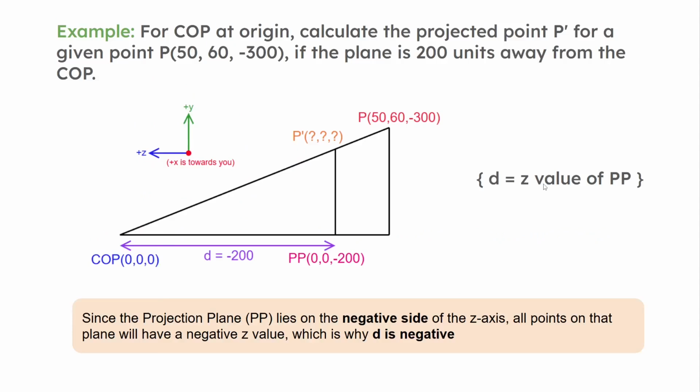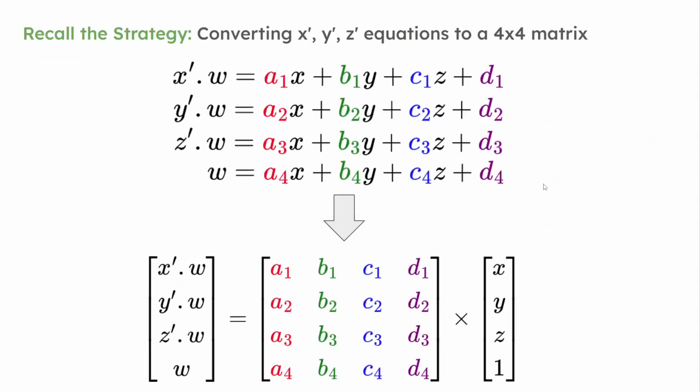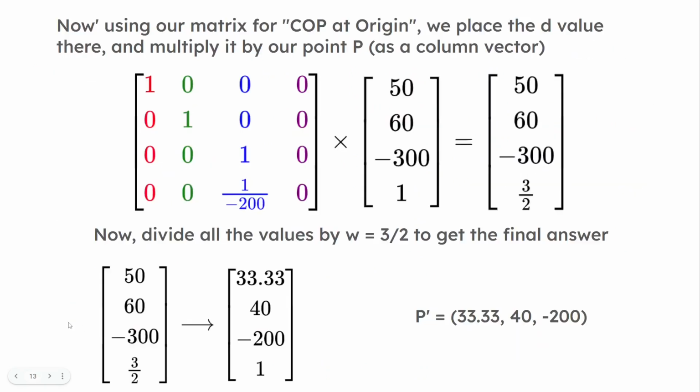So from our matrix system, we have seen this is our W term on the fourth term, and each of our x prime, y prime, and z prime has w as a factor multiplied with them. So we need to divide each of the terms by w. So we have done that here.